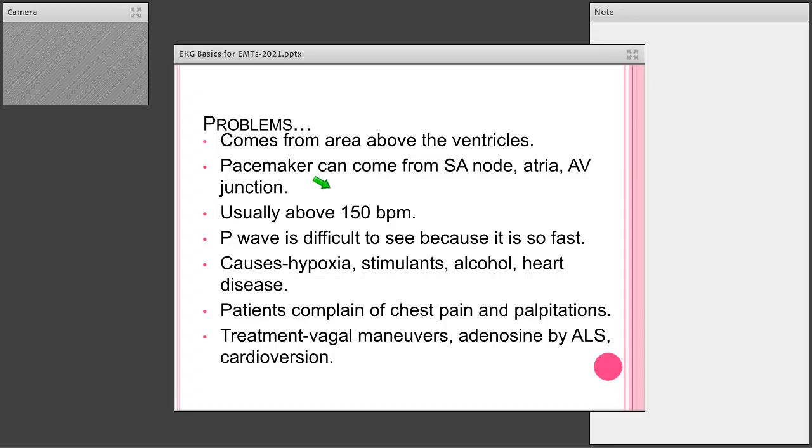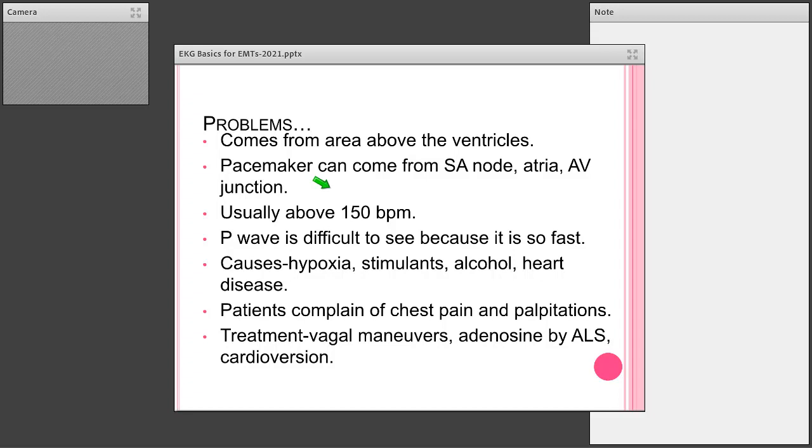This can be caused usually by some kind of heart issue in terms of being SVT, but hypoxia and stimulants and alcohol can also trigger it in somebody who is more prone to having SVT. They usually complain of chest pain and palpitations. They say it feels like their heart is beating out of their chest. They might have a syncopal episode, be really tired, sweating, feel really short of breath.